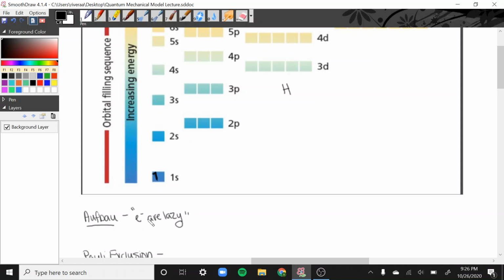That's not like the real rule. The real rule is that electrons fill from lowest energy level, lowest energy orbital, to higher energy orbitals. And it's not because they're lazy. It's because they are attracted to the protons in the nucleus. So it would take more energy for them to go up into these higher orbitals. They're more stable down here in these lower orbitals.